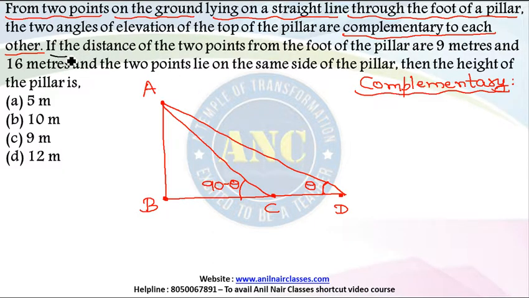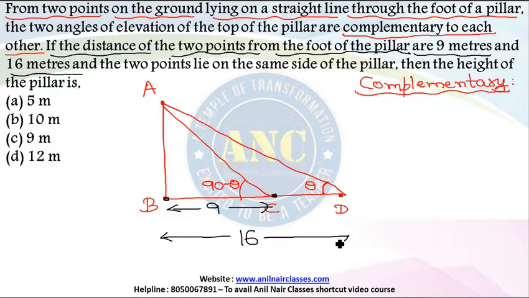Read the next statement. If the distance of the 2 points from the foot of the pillar are 9 meters and 16 meters, that means from the foot of the pillar, this foot is B. From B to C, it is 9 meters, and from B to D, it is 16 meters. And the 2 points lie on the same side of the pillar. That means the first point is here, the other point is not lying here, it is also lying on the same side of the pillar. That means the diagram is perfectly fine. Then the height of the pillar AB is how much? Find the height of the pillar AB.